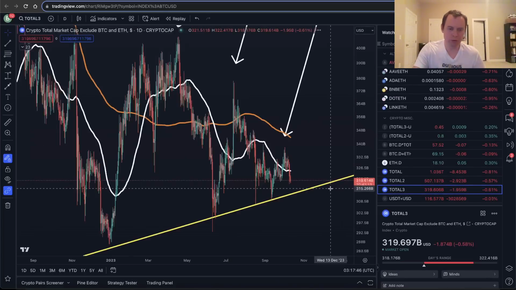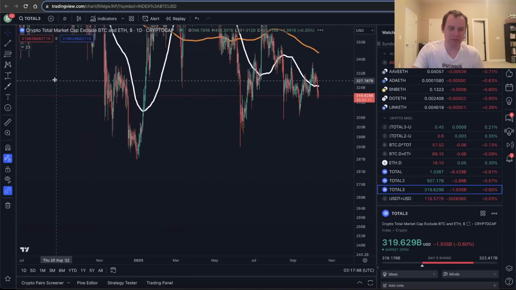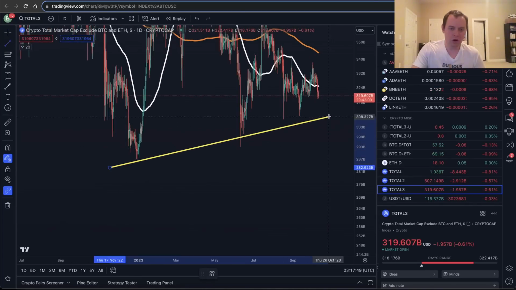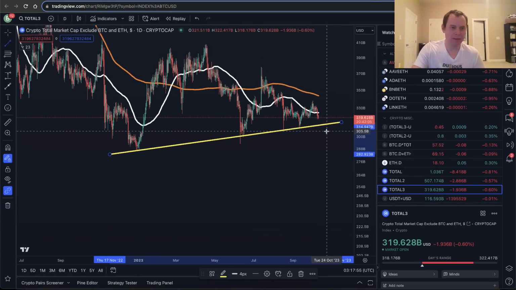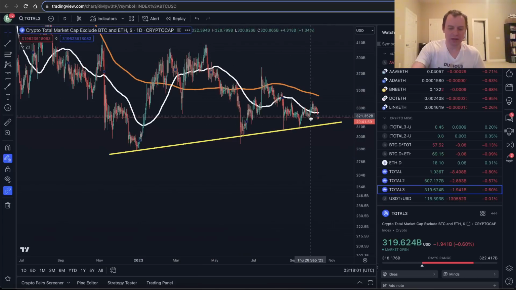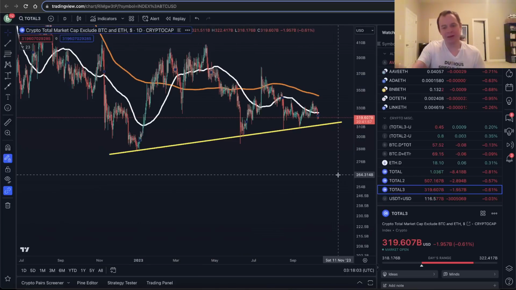So in total 3, the altcoin market is no longer putting in higher lows, right? So once we take that out, which I think could happen, assuming Bitcoin goes down and puts in a lower low below 24.8K, I think that's where the altcoin market gets absolutely crushed. And then that's where the Bitcoin dominance shoots up very, very quickly. So that's what I'm looking at today.